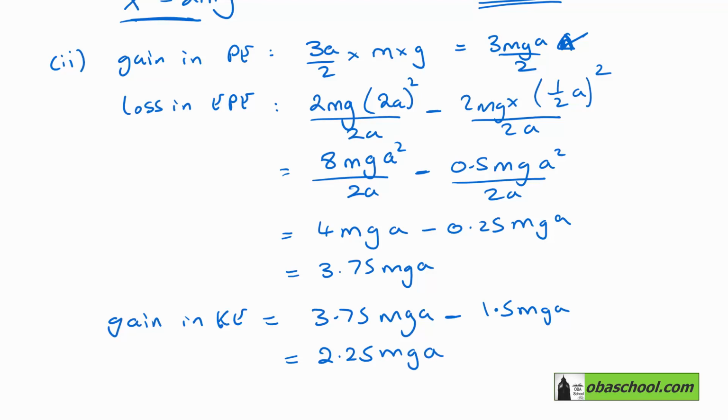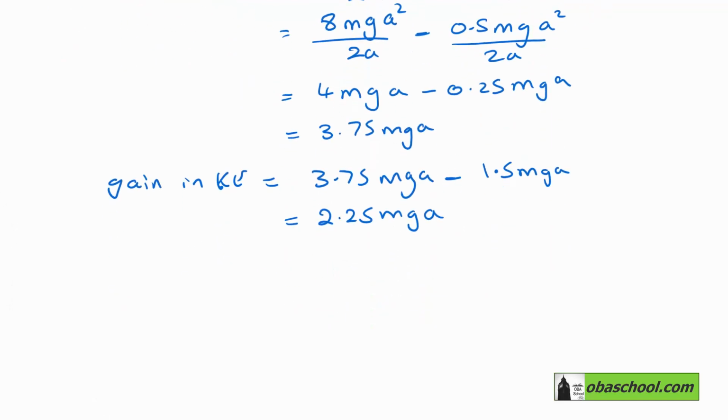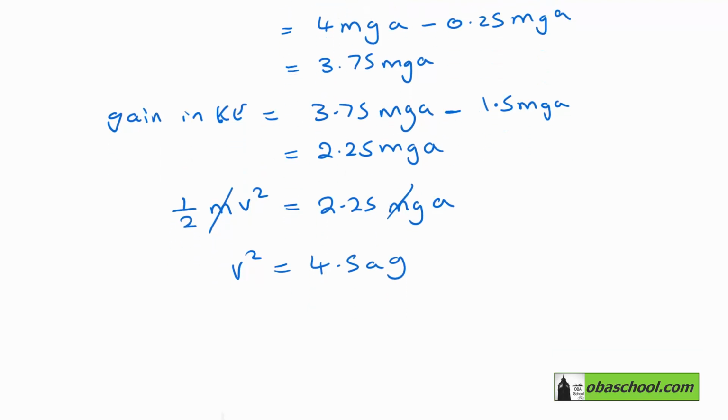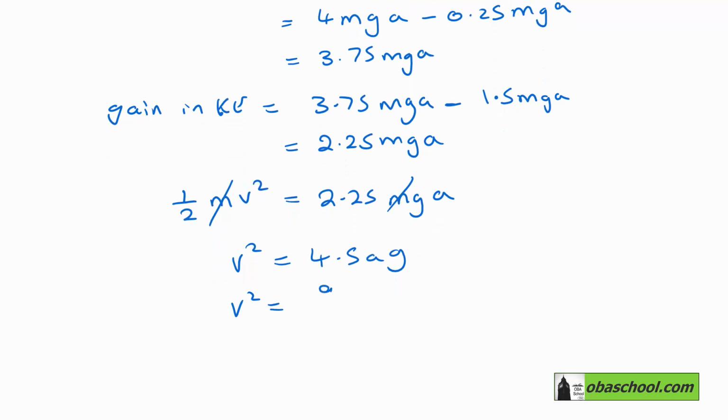But we know that kinetic energy is a half mv squared. So that's got to be equal to 2.25 mga. And cancel the m's. And we get v squared is 4.5 ag. So v squared is equal to 9 over 2 ag. And that means that v would be 3 root ag over 2 meters per second.